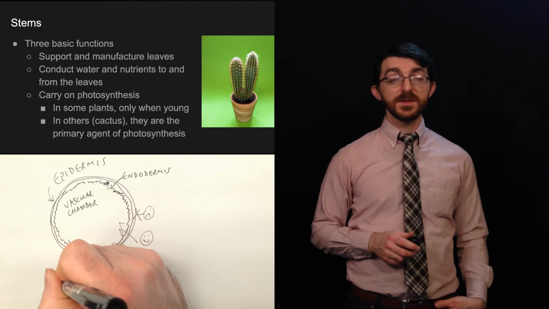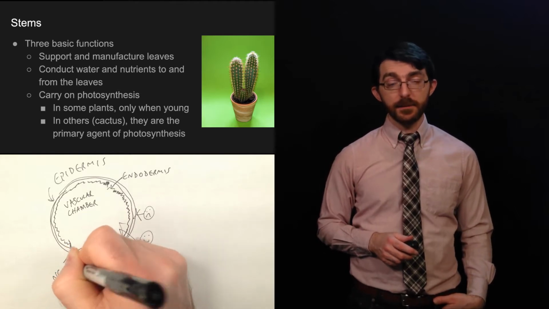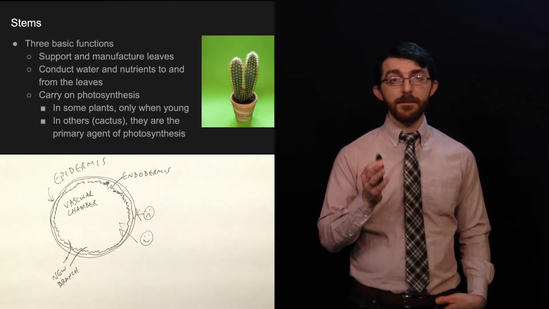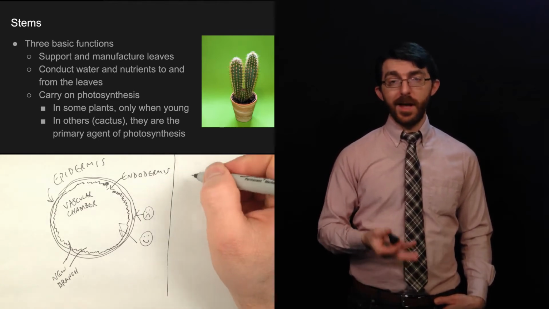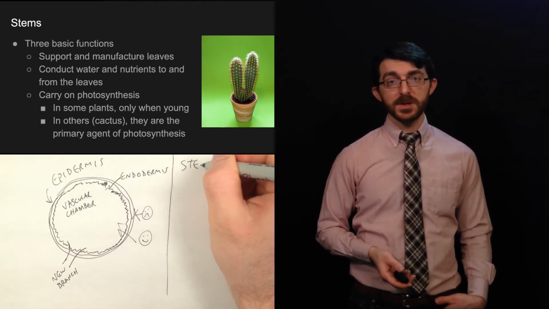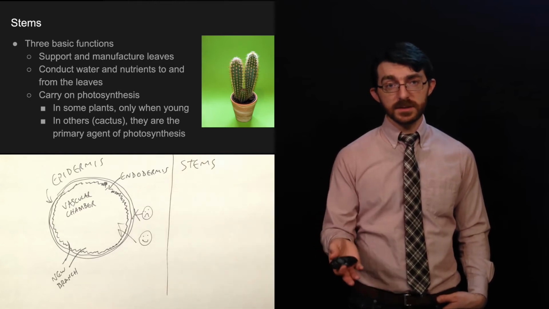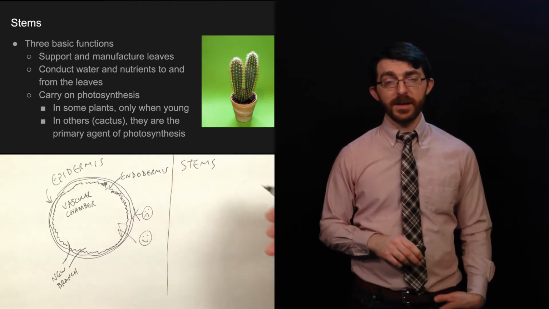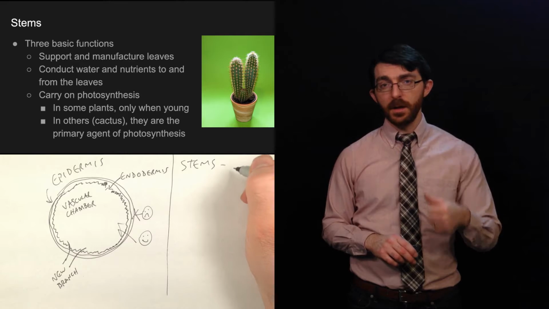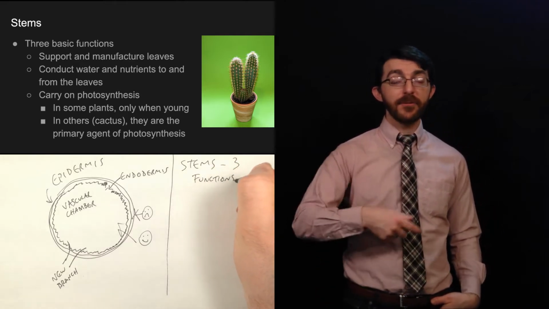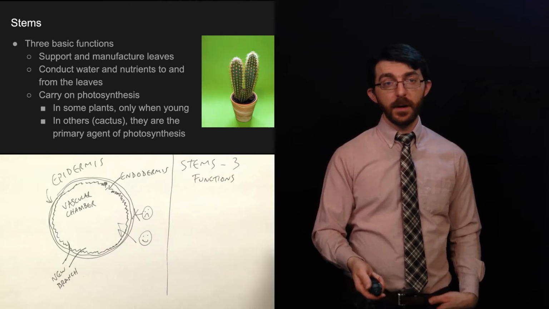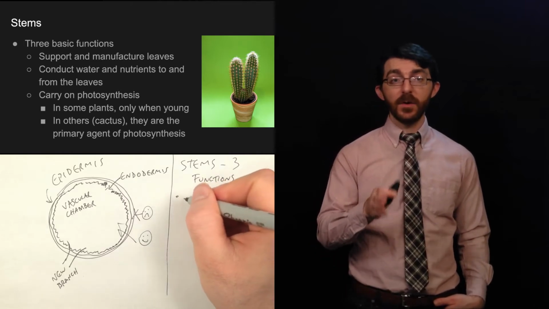Moving on to stems. So stems have three basic functions. First, they support and manufacture leaves. And of course you need leaves because they do photosynthesis, so anything that supports and manufactures leaves, also important. They conduct water and nutrients to and from the leaves. They also can carry on photosynthesis.